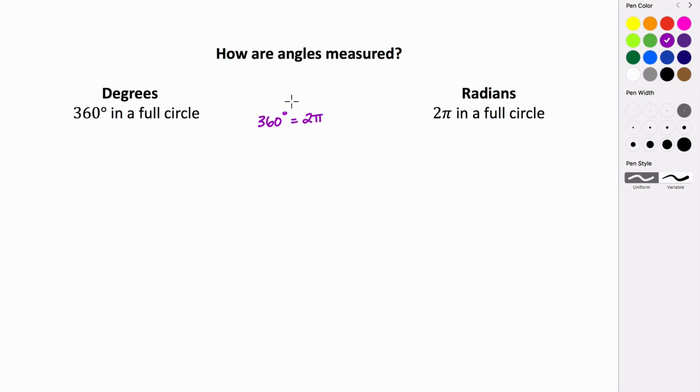And we can actually use this to give us a conversion ratio to help us convert between degrees and radians. We can actually simplify this a little bit. If we want to just express this in terms of pi, we can divide both sides by 2, and we get that pi is equal to 180 degrees. And this is going to be where we get our conversion ratio.